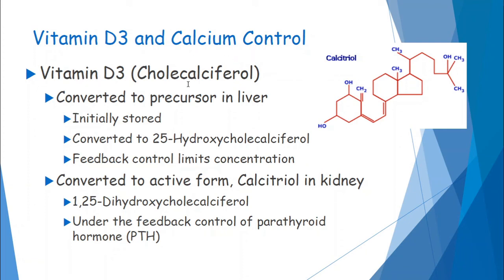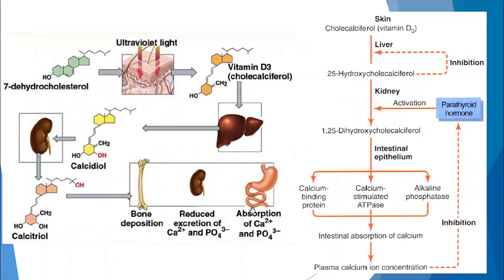So vitamin D3 is called cholecalciferol, converted to the precursor in the liver. It is initially stored, converted to 25-hydroxycholecalciferol. Feedback control limits concentration, and it's converted to the active form, that is calcitriol. This is the structure of calcitriol, and it is converted to the active form only in the kidney. So that is 1,25-dihydroxycholecalciferol, and it is completely under the feedback control of the parathyroid hormone.